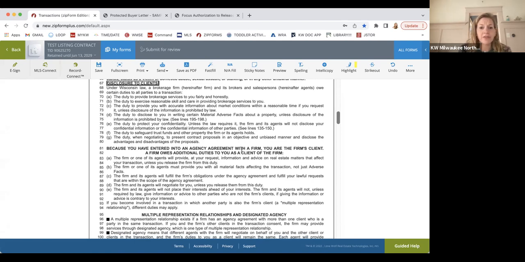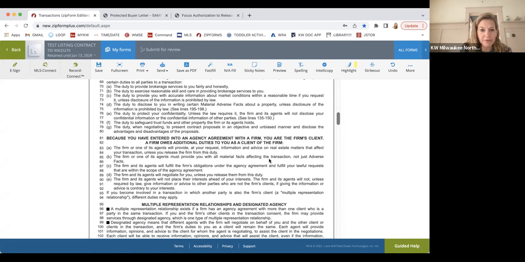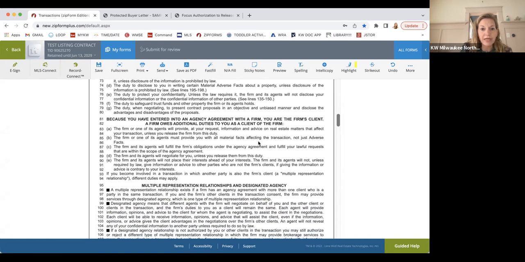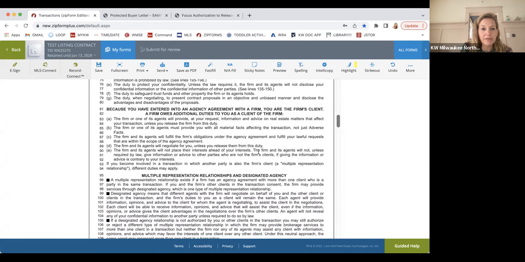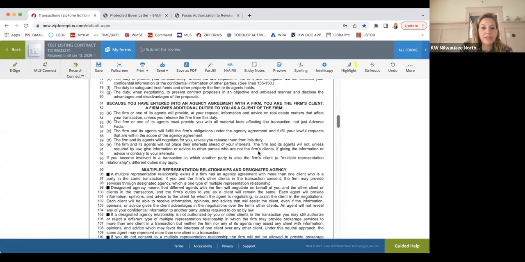Duty to provide you with accurate information about market conditions within a reasonable time if you request it. Duty to disclose to you in writing certain material adverse facts about a property unless disclosure of the information is prohibited by law. Duty to protect your confidentiality. Duty to safeguard funds. The duty when negotiating to present contract proposals in an objective and unbiased manner and disclose the advantages and disadvantages of the proposals.